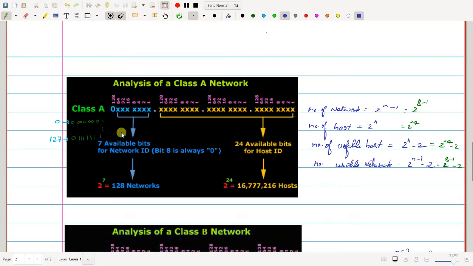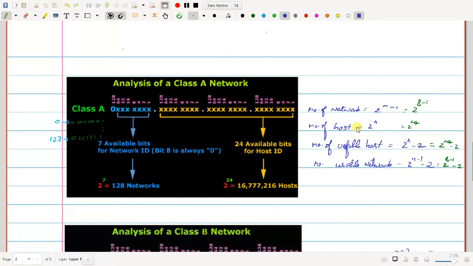Here, in class A, the first octet is network bits and the remaining octets are host bits. In the first octet, the first bit is reserved and is always 0. When we go on increasing, we get that the starting address is 0 and the ending address is 127. Then the total number of networks in class A is 2 power n minus 1, because n is 8 bits and the 8th bit is always 0, so 2 power 8 minus 1, that is 2 power 7.